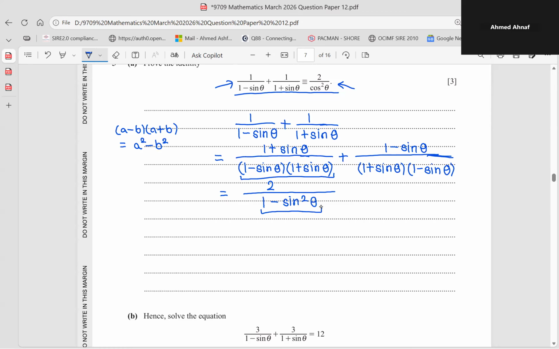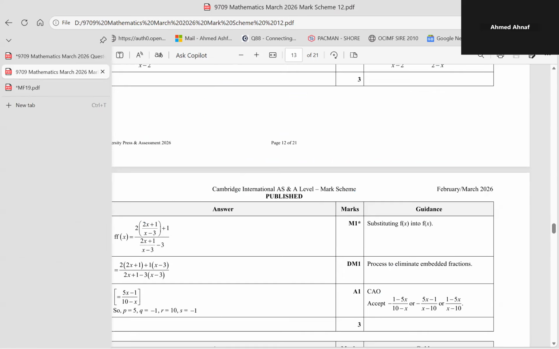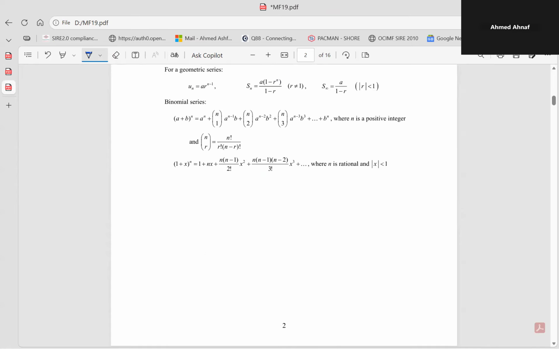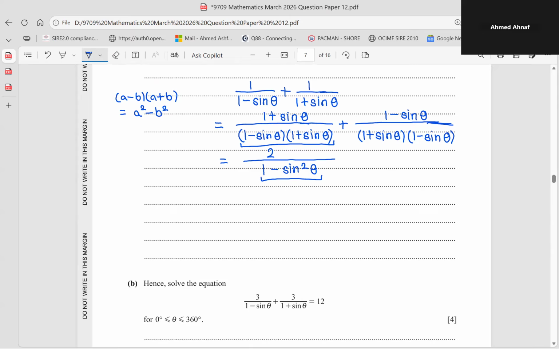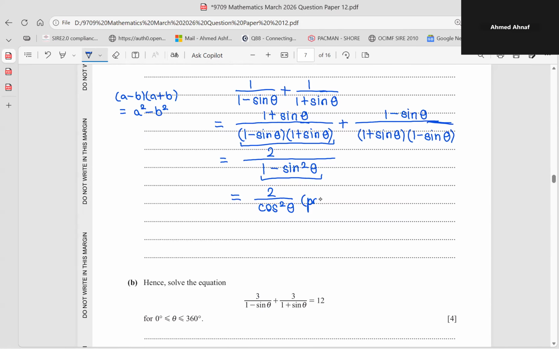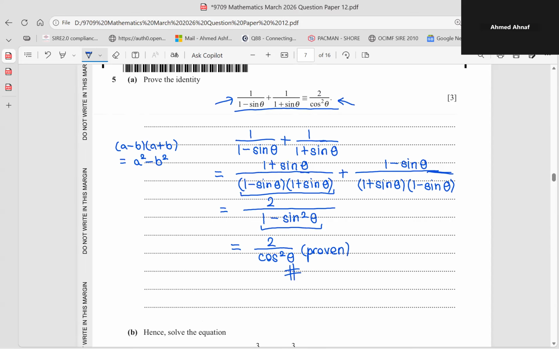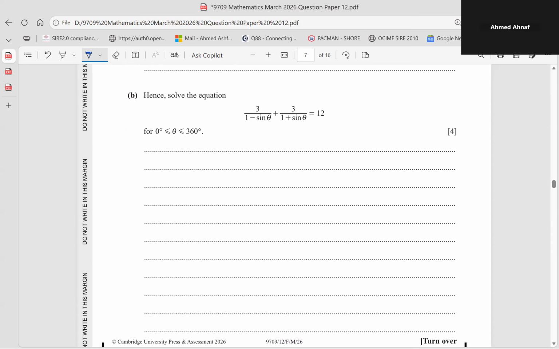And this right here is actually in your MF19. Oh, sorry. It's in your MF19 under trig. So if you move the sine square over to the other side, you will see that cos square equals to 1 minus sine square theta. So we can replace 1 minus sine square theta with just cos square. So this is just 2 over cosine square theta. So yeah, we can write proven to conclude our answer for this question. Let's move on to the next part.